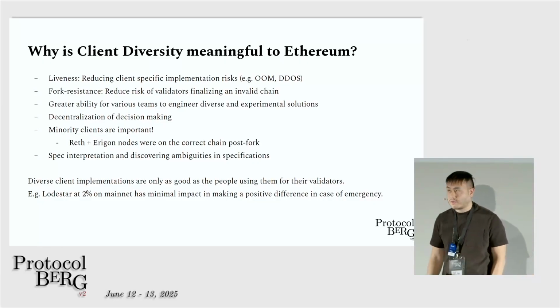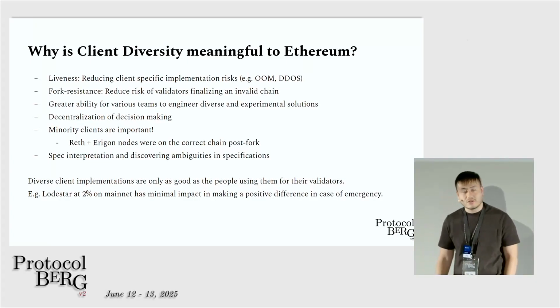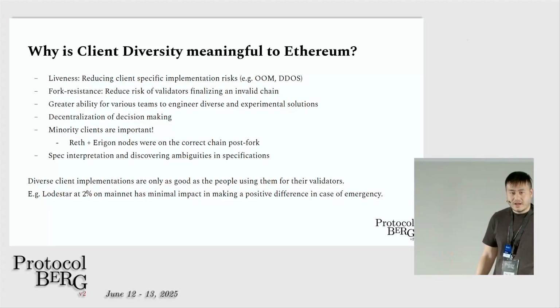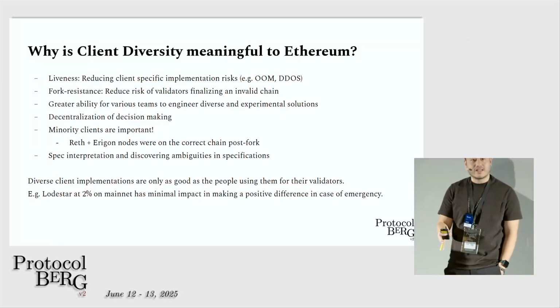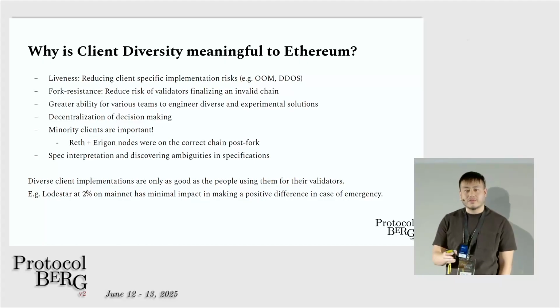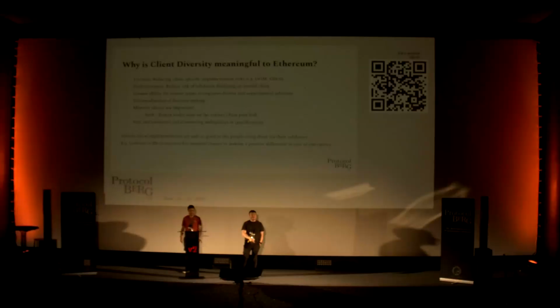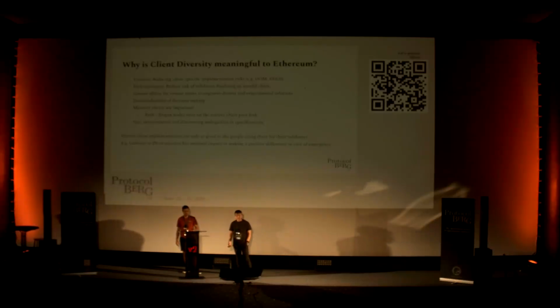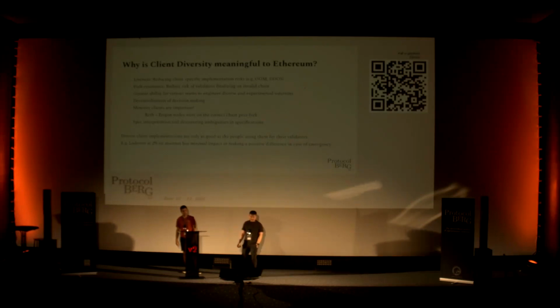Minority clients are important. As I mentioned before, Reth and Erigon were the ones that were actually following the correct minority fork. I mean, how many of you even run Reth or Erigon nodes right now? So that probably goes to say, good on you. All right. Yeah, so not many of you. So we've got to do a little bit better there in terms of client diversity.